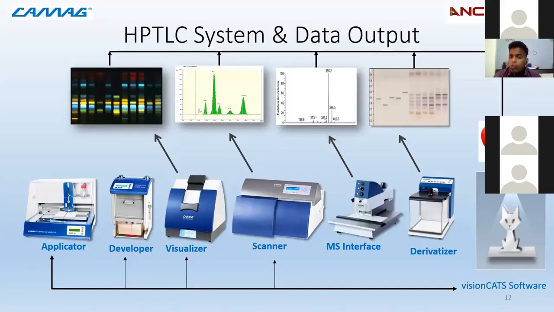After that, we go for the photo documentation part. For that, we have the visualizer. After visualization, we go for scanning data, where we get the Rf and area, so we use the scanner. After that, if you want to find the m/z ratio, mass to charge ratio, for any unknown compounds, you can go for the MS interface hyphenation technique. And in the end, there is a derivatizer. And all these HPTLC modules are connected with one software, which is VisionCATS software.